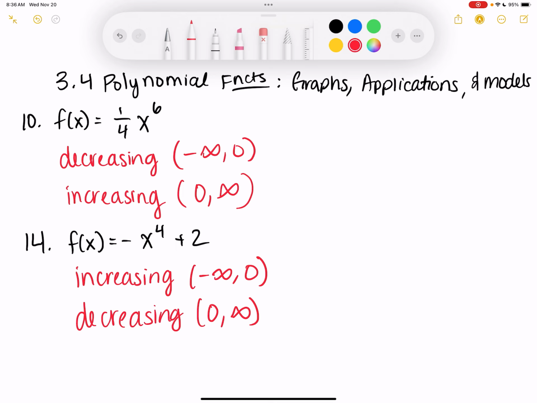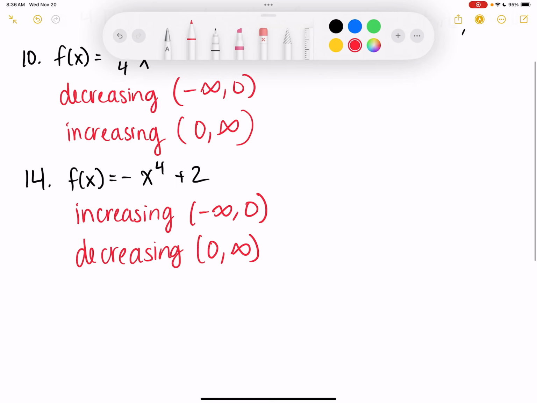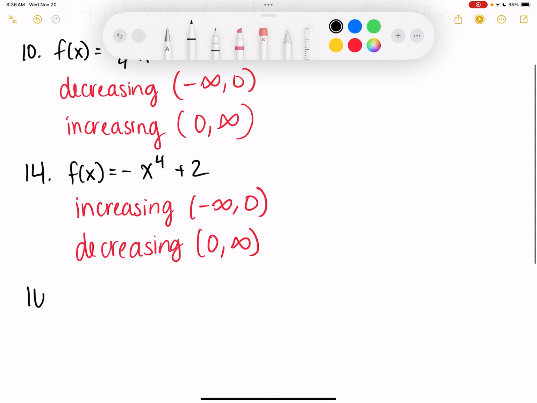Let's see. Let's do one more like this one. 16, because I know you'll be able to see what's going on in this one. F of x equals x plus 2 cubed minus 1. So we'll type that one in. So we're in parentheses, x plus 2, cube it, and then subtract 1.